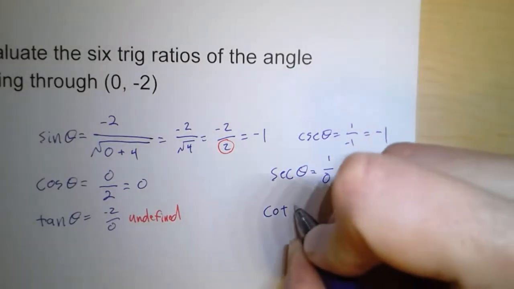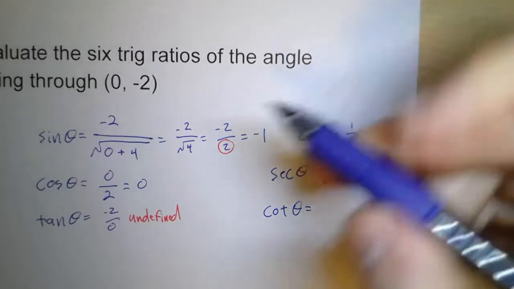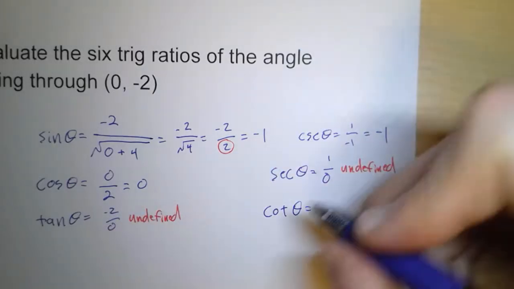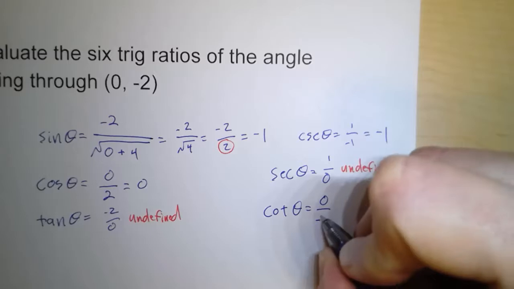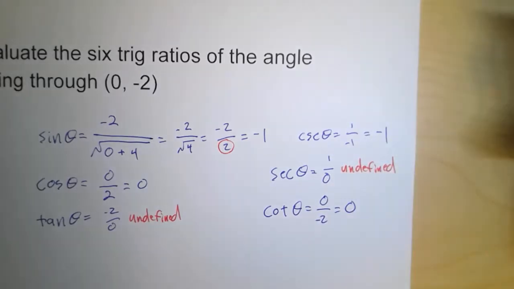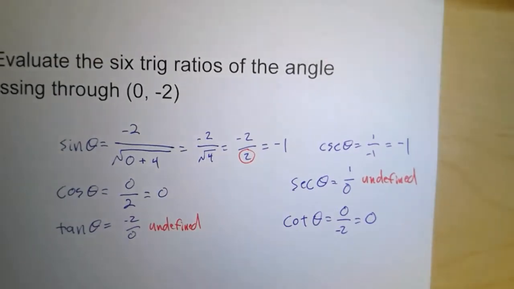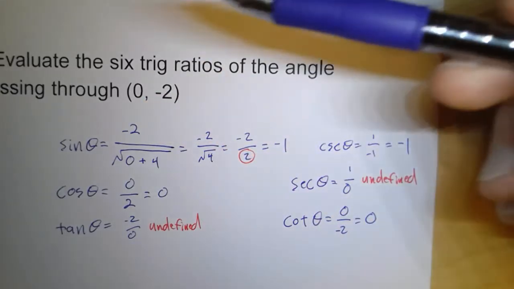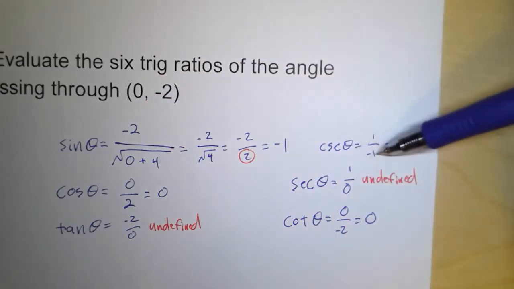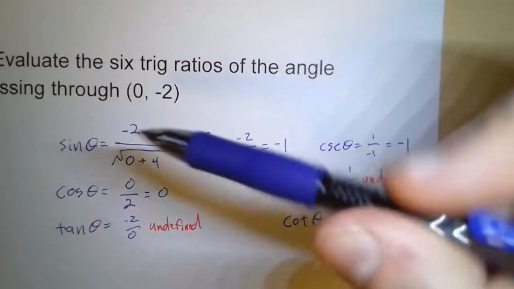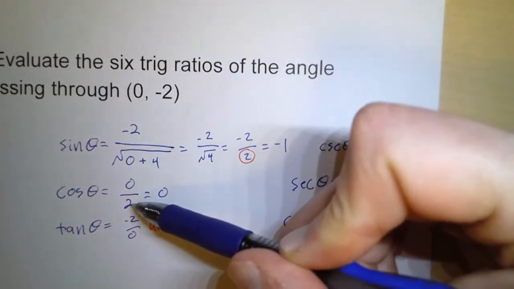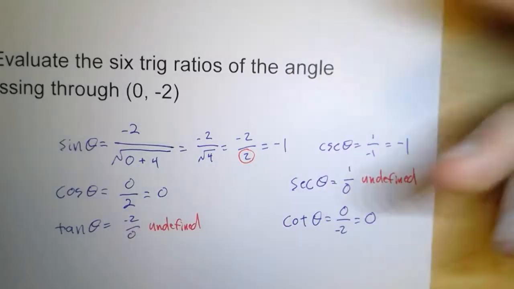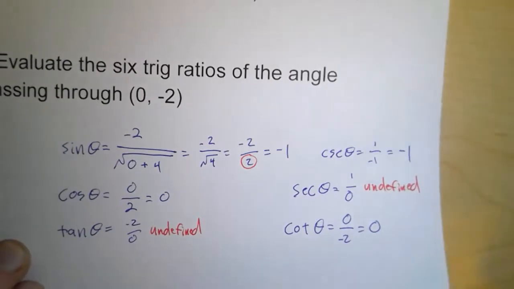So then finally, cotangent of theta, well, I can just take this fraction and just flip it and have 0 over negative 2, which is 0. And so here we didn't really have to draw a picture. We could just apply the rules we set down. Sine involves the y value divided by the distance. Cosine is the x value divided by the distance. And then tangent is just the ratio of the y to x value.